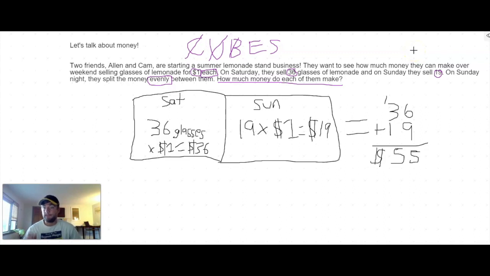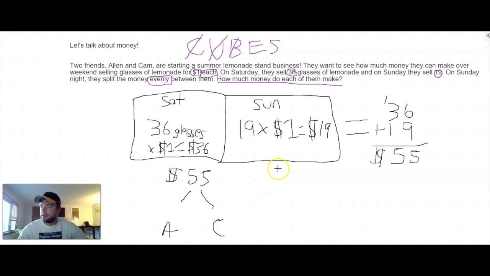But remember, this is a multi-step problem. So each of them don't make $55. There's two people. So they have to split the $55 in two. And the operation that we use to do that is division. So 55 split two ways. Half for Alan and half for Cam. There's lots of ways that you could divide 55 into two groups.